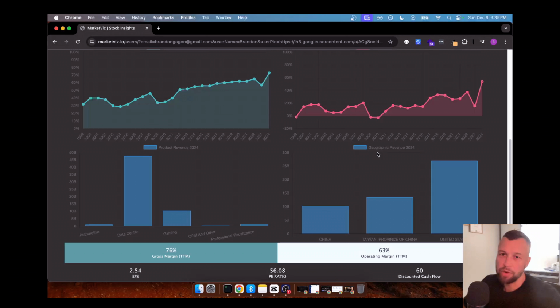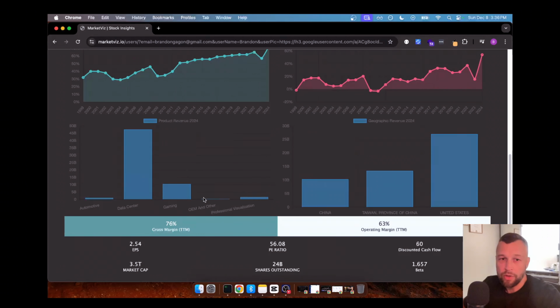Looking at geographic revenue, we see the bulk of their money is made in the United States, next Taiwan and China. Now, if we go down a bit further, we can see the trailing 12-month figures for gross margin and also operating margin. And then we also see figures for earnings per share, PE ratio, discounted cash flow, market cap, shares outstanding, and also beta.